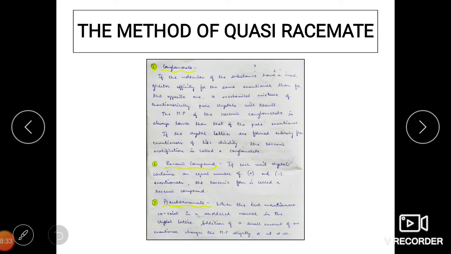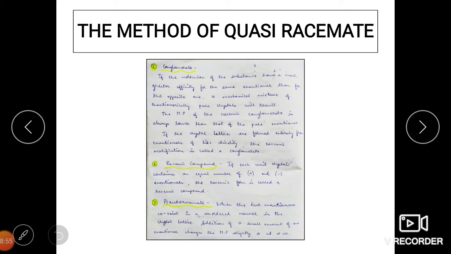Now next, moving on to racemic compound. If each unit crystal contains an equal amount of plus and minus enantiomer, the racemic form is called a racemic compound. And the third type is pseudo-racemate, when the two enantiomers coexist in an unordered manner in the crystal lattice, and that is what we call a pseudo-racemate.